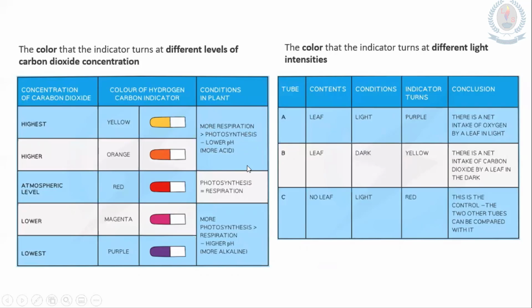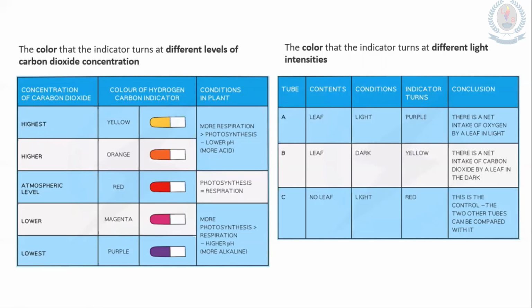So now you can see here, if it is comparatively high, that means what? More respiration, less photosynthesis, lower pH. At the atmospheric level, photosynthesis equals respiration. When carbon dioxide concentration is least, what happens? The photosynthesis is higher than the respiration, right? Okay.